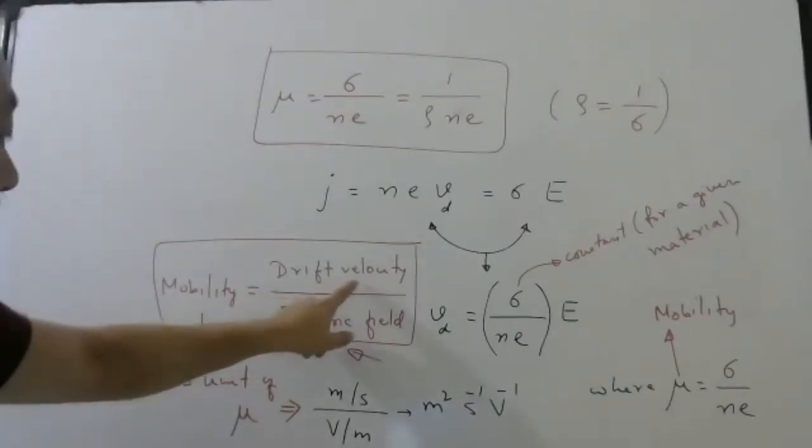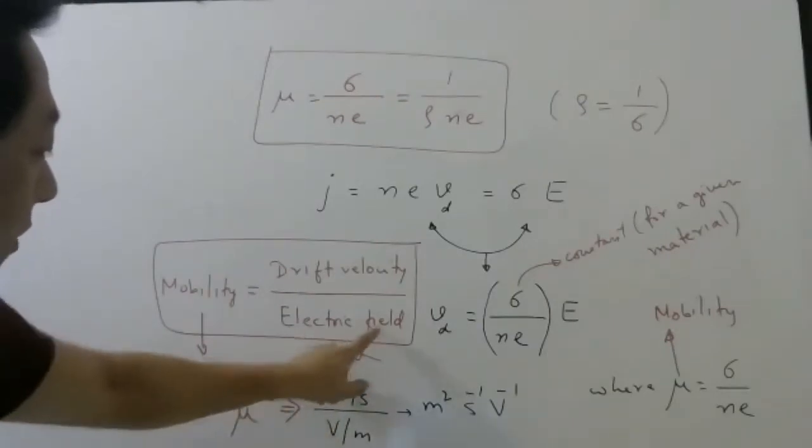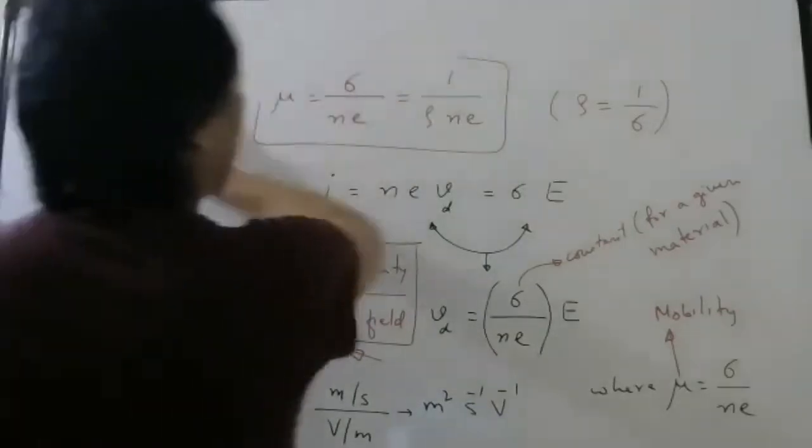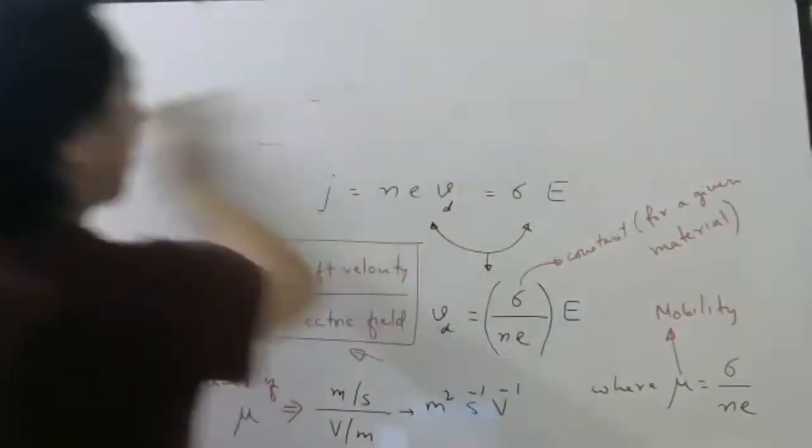So drift velocity will be meter per second. Electric field is volt per meter. Fine. This is one topic which was there previously.